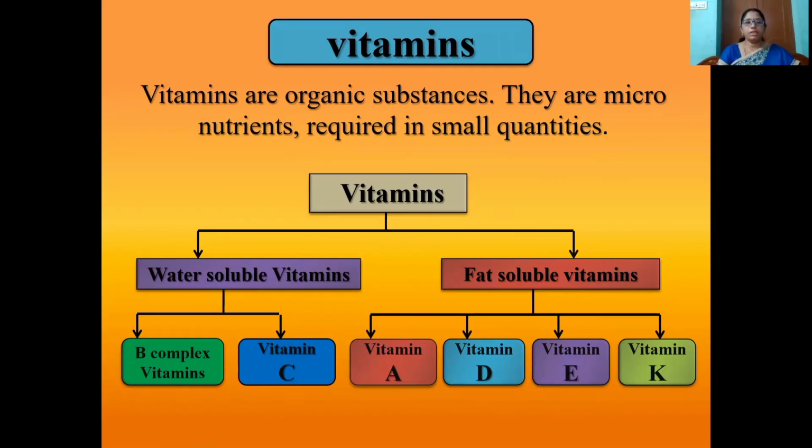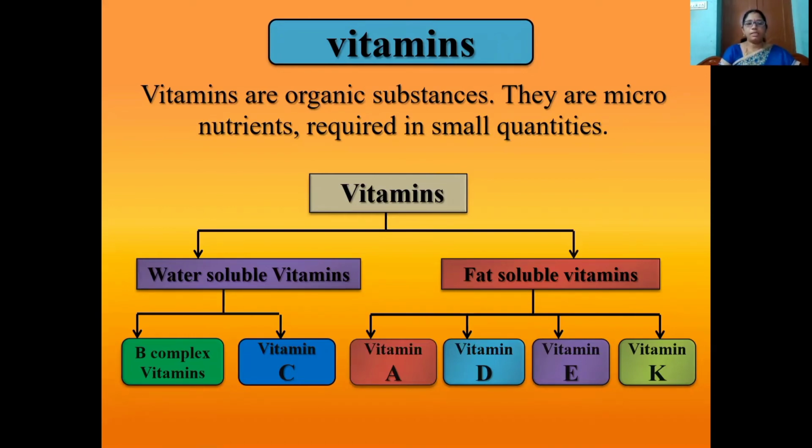In this topic, I will discuss what vitamins are, sources of vitamins, vitamin deficiency diseases, and symptoms. Vitamins are organic substances. They are micronutrients required in small quantities. Actually, vitamins are not synthesized in our body. The sources of vitamins to our body are through two ways. The first one is diet. Second one is some bacteria synthesize vitamins in our body.